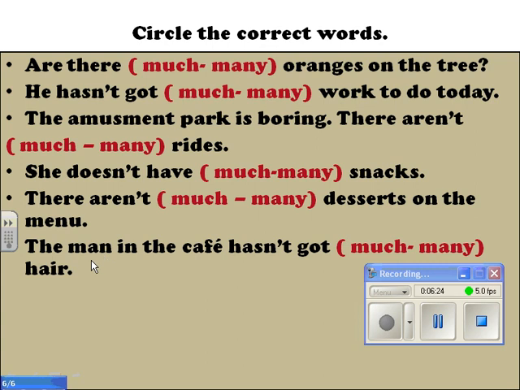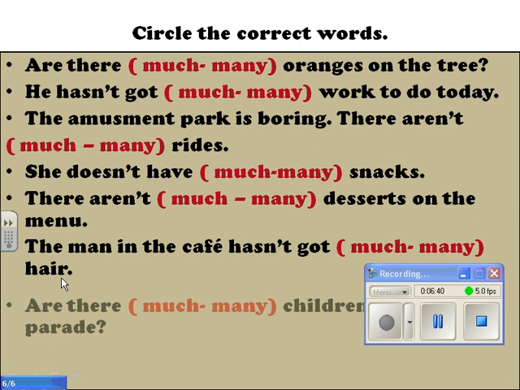Okay. The man in the cafe hasn't got much or many hair. Can you count your hair? Of course not. So it's uncountable now. So we'll use with it much. So the man in the cafe hasn't got much hair.